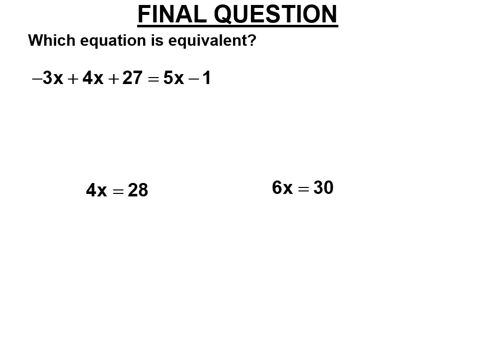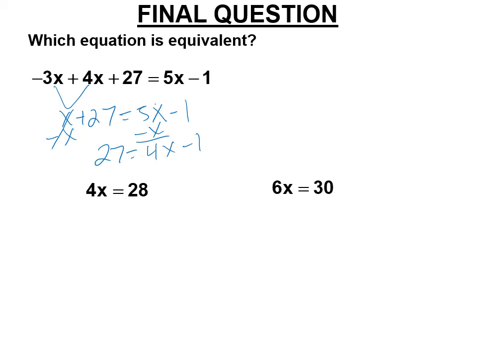All right, so we have to match one of those equations. Let's see. Well, this is x plus 27 equals 5x minus 1. Okay, I'm going to get rid of them where they're fewer. 27 equals 4x minus 1. Add 1 to both sides. 28 equals 4x. Well, I don't have exactly that, but is 4x equal to 28 the same thing? Yeah, and that's called the symmetric property: whether you write 28 equals 4x or 4x equals 28, they are equivalent equations.